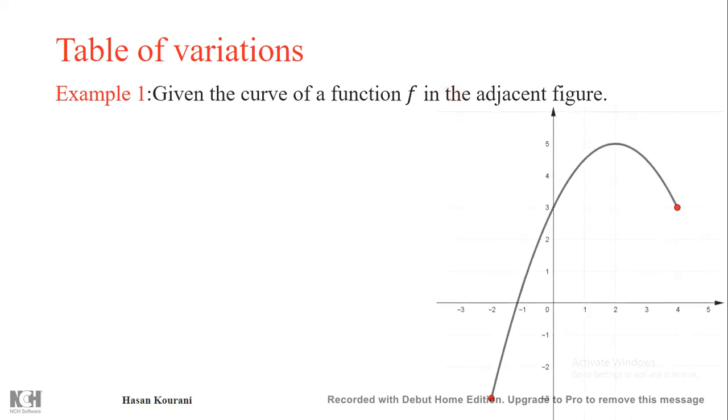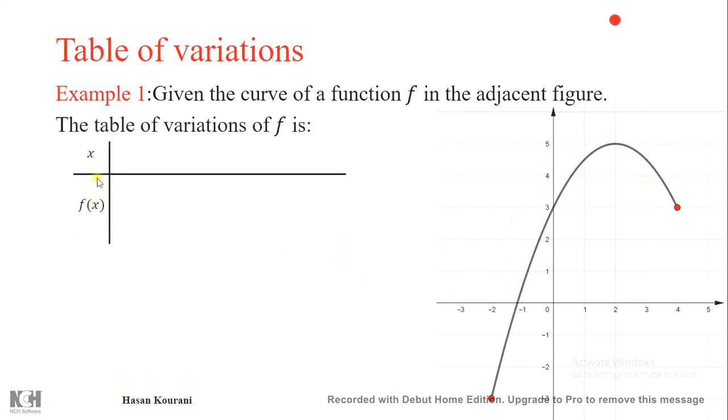Usually, whenever you are asked about the construction of a table of variations of a function, you will be given the curve of the function. So we have to construct the table of variations from the curve, from the graph of a certain function. The table of variations is a table. It has usually two rows, one for the x values and one for the y values. F of x, as you know, represents the ordinates or the y values of a function.